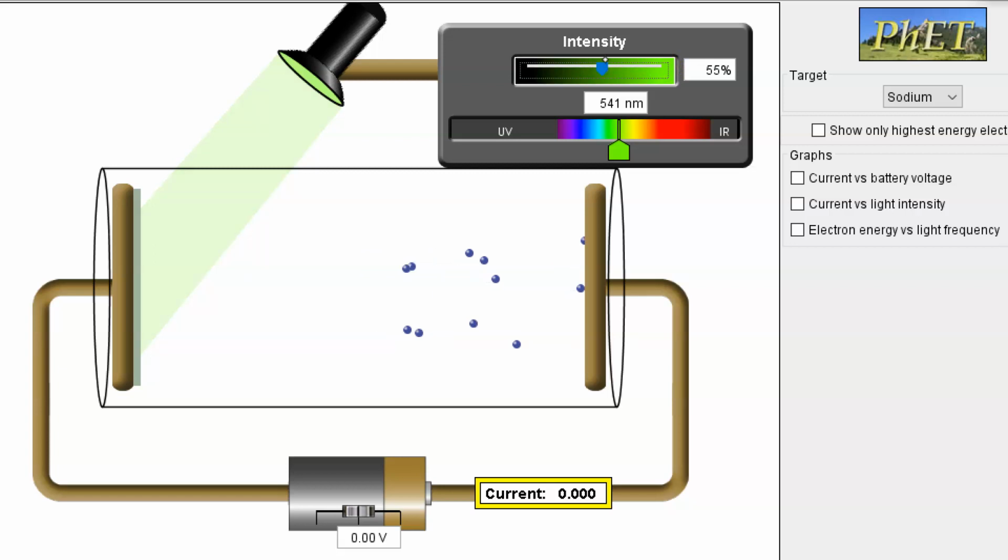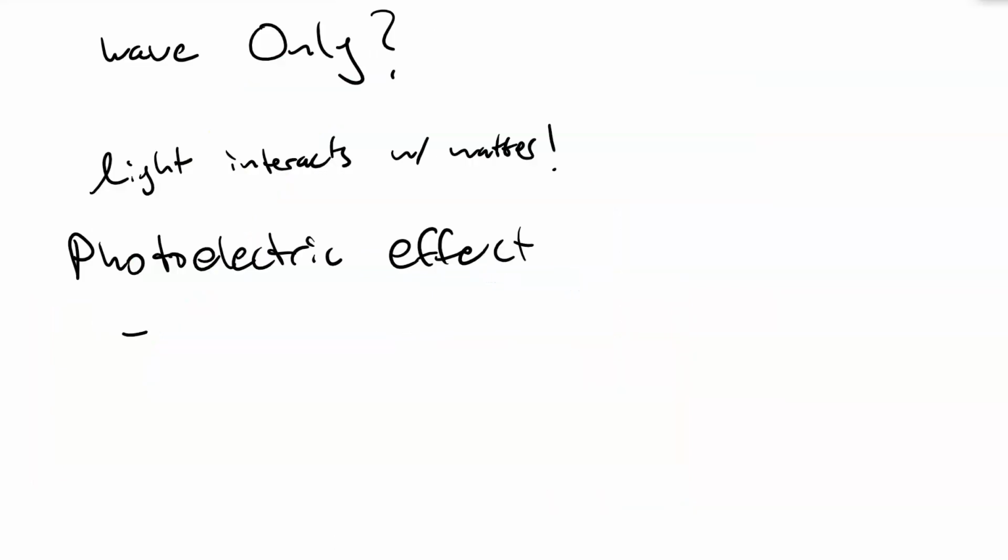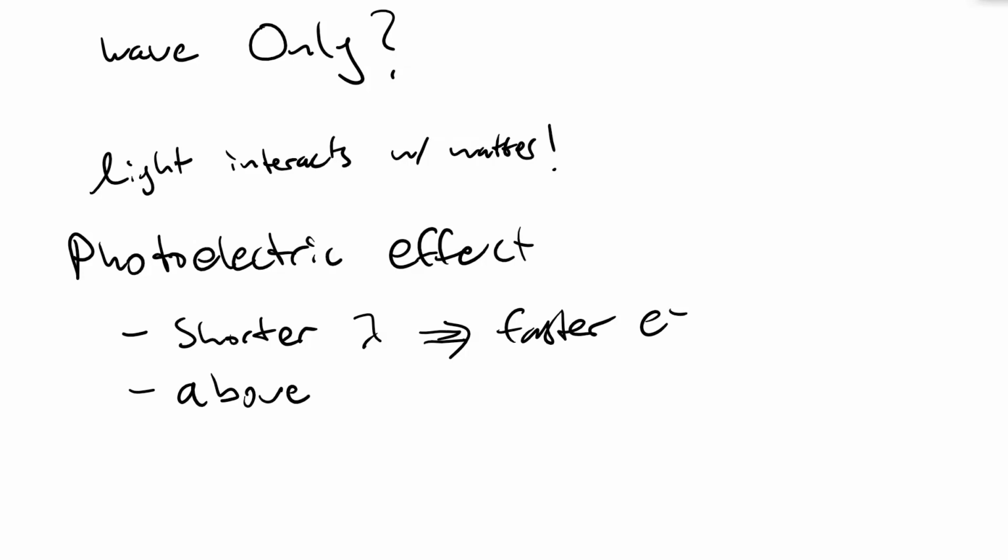So that's kind of a head scratcher right there. Let's summarize our observations. Shorter wavelength means faster electrons, but above 538 nanometers, we get no electrons. It actually took Einstein to figure this out.